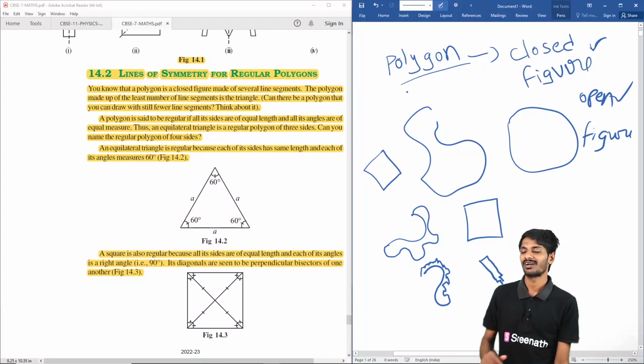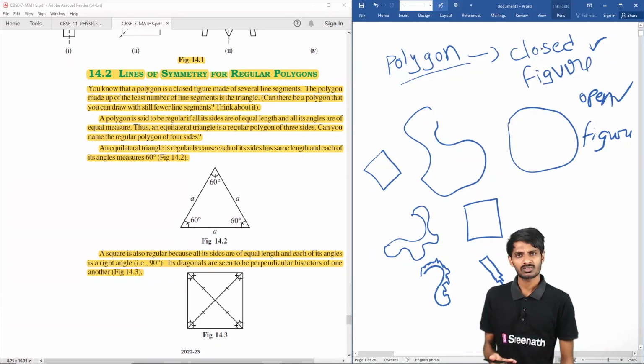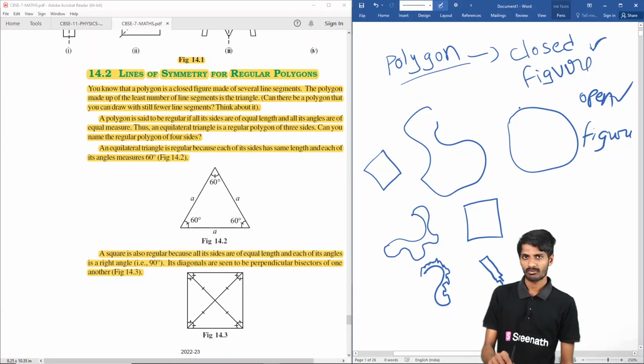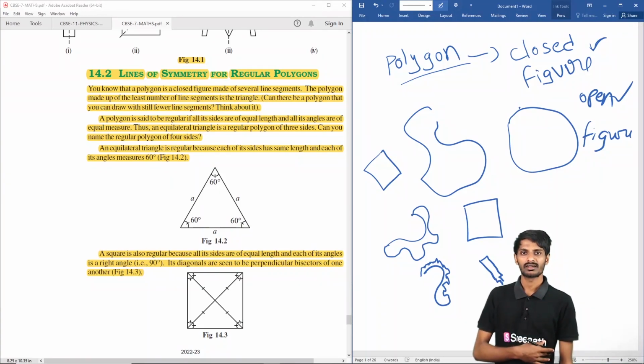Now, what is the definition of a closed figure? Don't think deeply, it is so simple. What is the meaning here? It is closed. It is open. What are the meanings of the words closed and open? Open means open, closed means closed. Simply, if any figure is open at any point, then it is an open figure. If any figure is closed, then it is a closed figure.